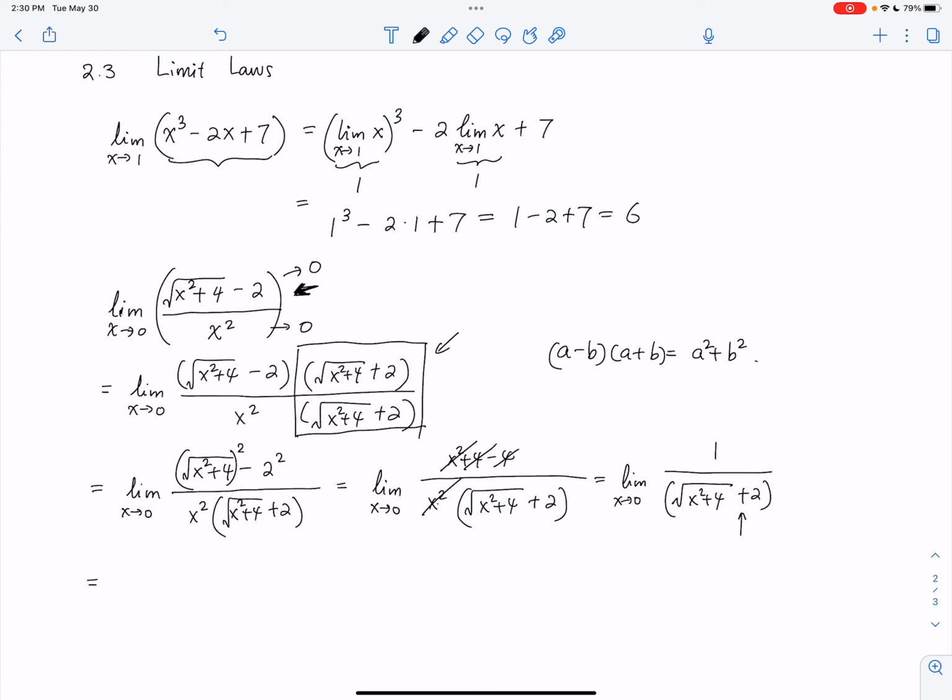If x goes to 0, this is like 0. And you have 4 plus 0, that's just 4, and the square root, that's 2. So we get 2 plus 2 on the bottom, and that will give you 1/4. Okay, so the limit is 1/4. And this is how you do that.